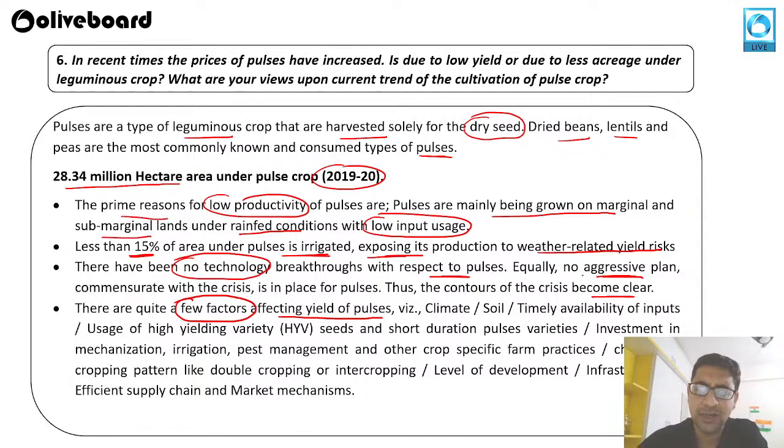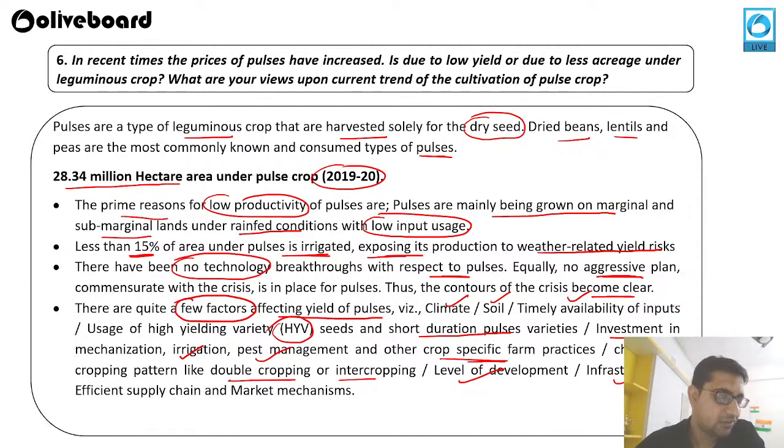So what are these factors? They can be climatic, they can be soil, then the timely availability of inputs, and properly using high yield varieties of seed, and short duration pulse varieties. There is less investment in mechanization, proper irrigation is not provided, pest management is not done properly, and crop specific farms are not there. There is a change in the cropping pattern because of the climate change that is happening. Okay, like people have started doing double cropping or intercropping. Level of development is not there, infrastructure has not been provided.